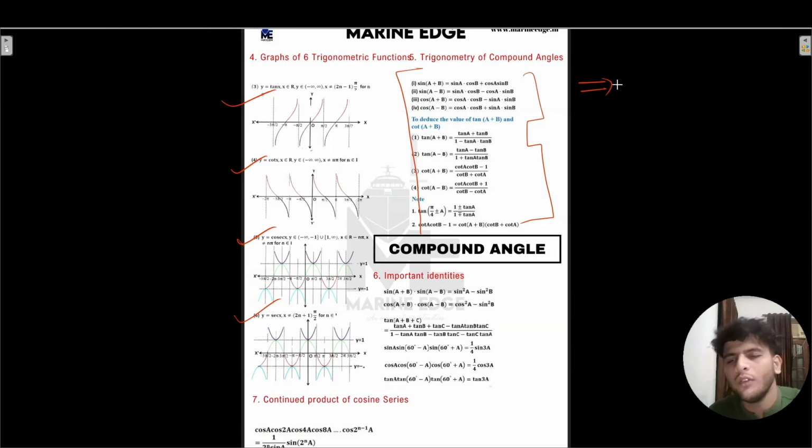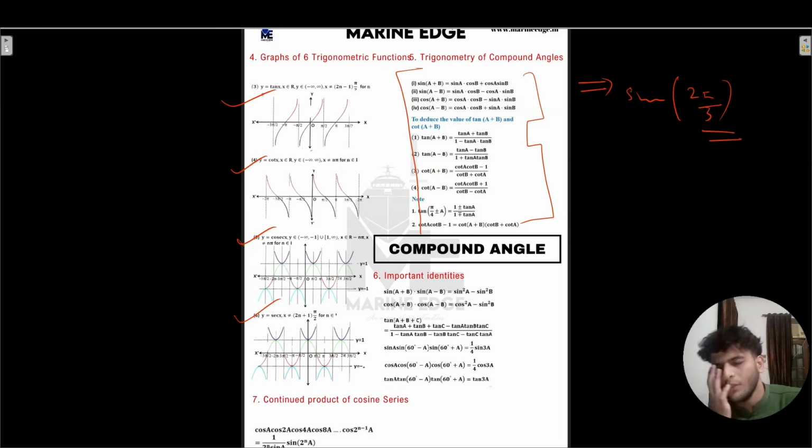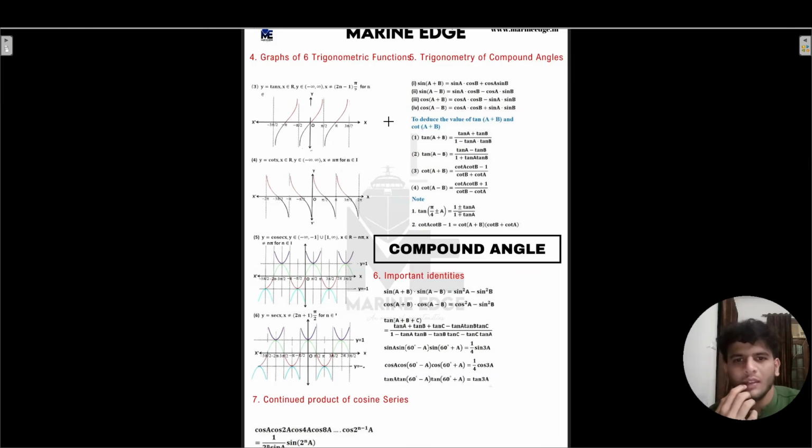Say that I have to find the value of sine 2 pi by 3. I have to resolve the value of sine 2 pi by 3. So how can I do this? I can do this with the help of something like this, that is pi plus pi by 3, pi plus pi by 2. No, sorry, just wait a minute. Yeah, let us take an easy example.